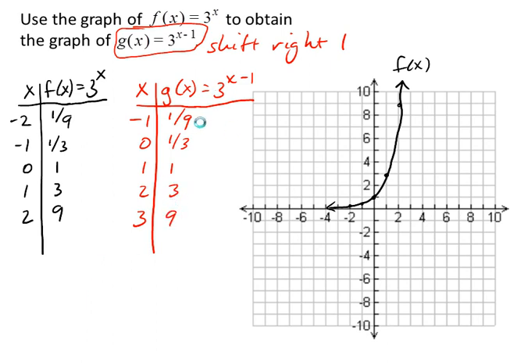So again, plotting these points, you will just notice that it's each of the points from that original function moved to the right 1. So our 1/9 is now here at negative 1. Our 1/3 is here at 0. And our 1 got moved over to x equals 1, and so on. Just move each of those points to the right 1 and go ahead and fill in the rest of the graph.